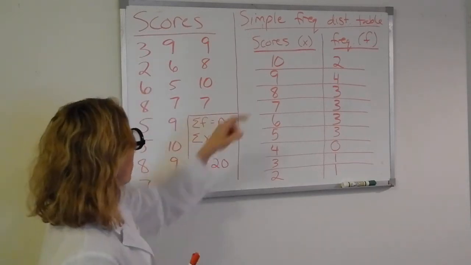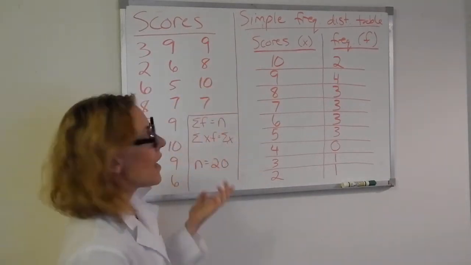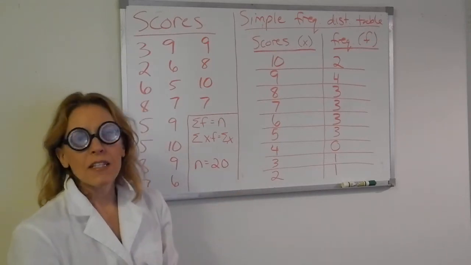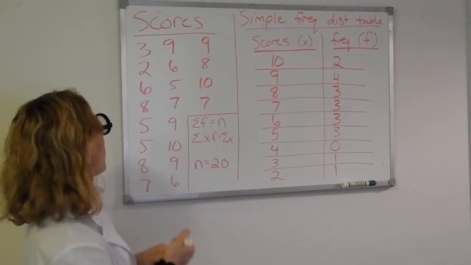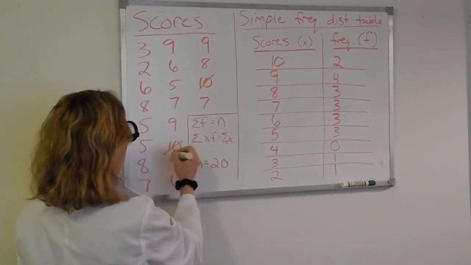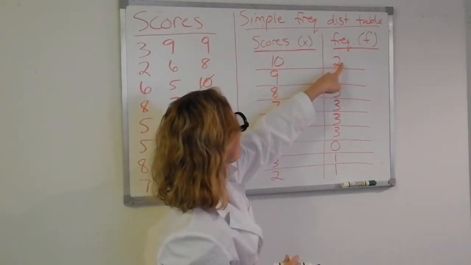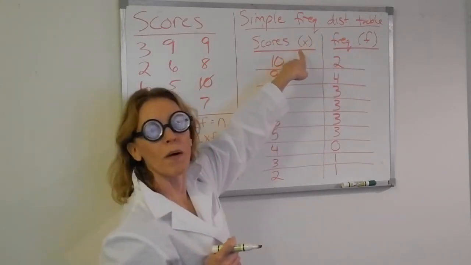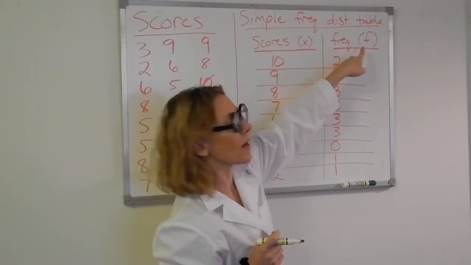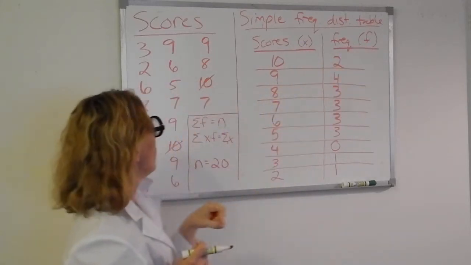So first you write your scores down, and then you go through and basically just tick mark them off. Okay, so I have 10. How many 10s do I have? Well, I've got 2. So the frequency is 2. So here are my scores, and here are my frequencies. These are denoted by X, and these are denoted by F for frequency.